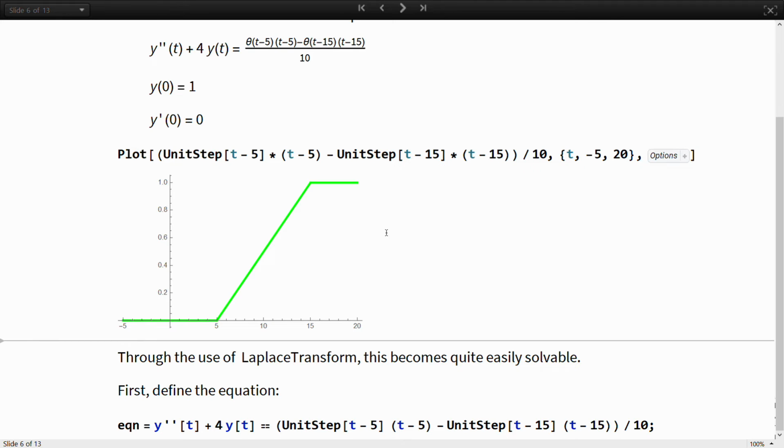We will again solve this initial value problem using the Laplace transform, so we will first need to define the differential equation in the Wolfram language.